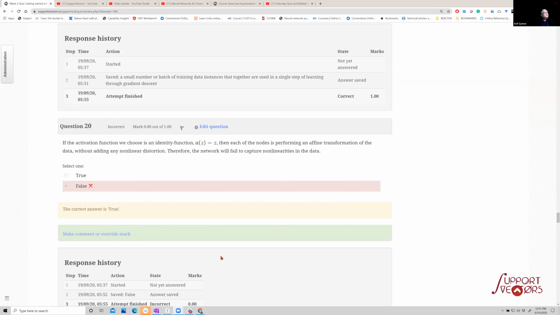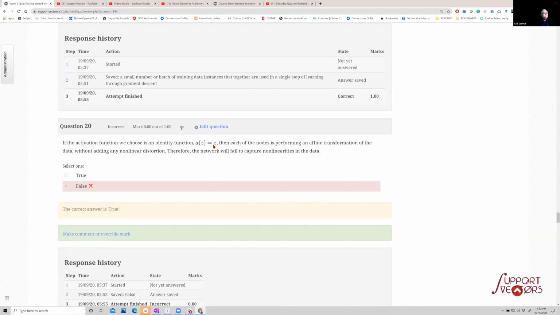If the activation function we choose, by the way, I made a mistake, guys. Some of you will probably have taken the quiz with a mistake. I said identity function means Z remains Z. As a mistake, I said if Z goes to 1, that will be a mapping to a trivial thing, right? That would collapse the input space to a point, namely 1. That would be wrong. So there was a typo there.